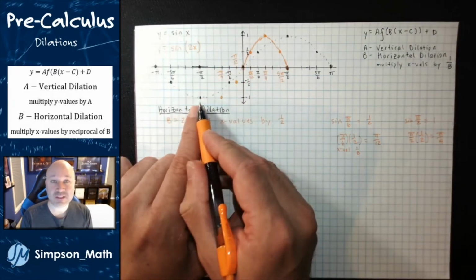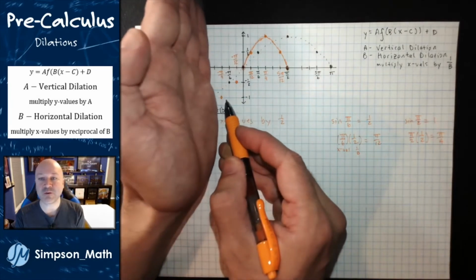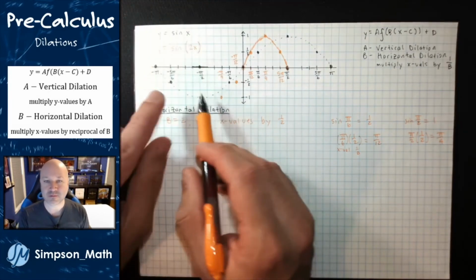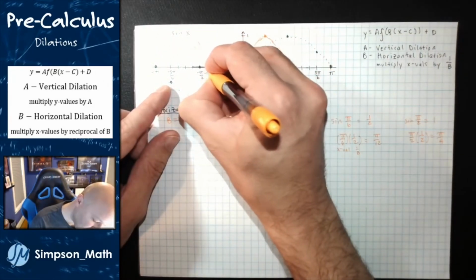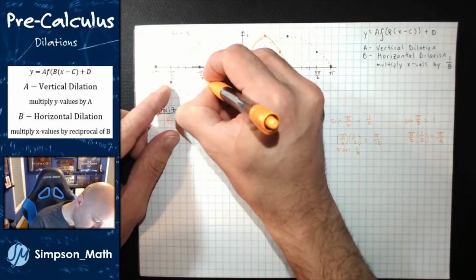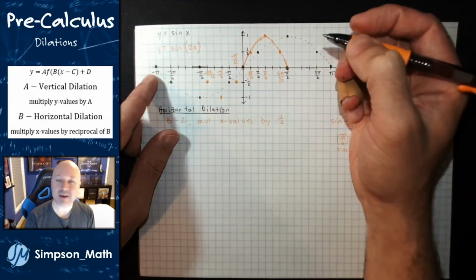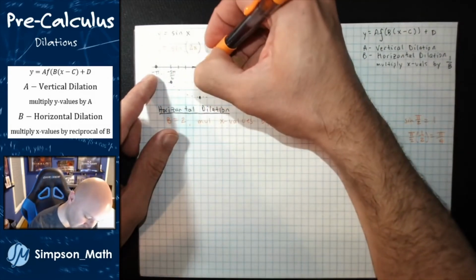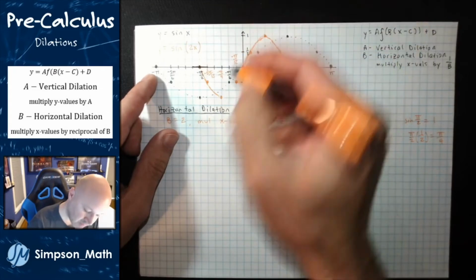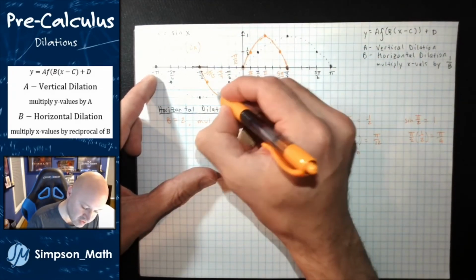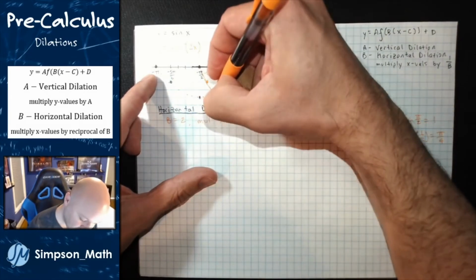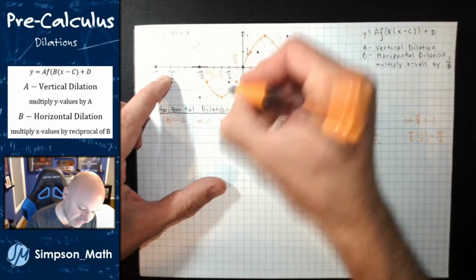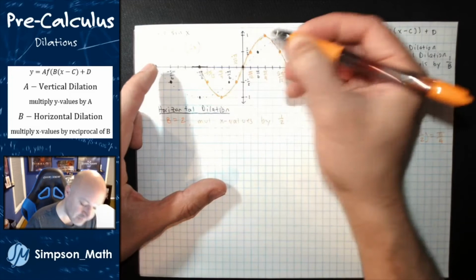The y value is not changing. I'm just compressing it toward the y-axis. Negative 5 pi over 6 becomes negative 5 pi over 12. Negative pi cut in half is negative pi halves. Try to make this curvaceous, kind of come in and out of here almost horizontally. Make it almost flatten out there as much as I can.